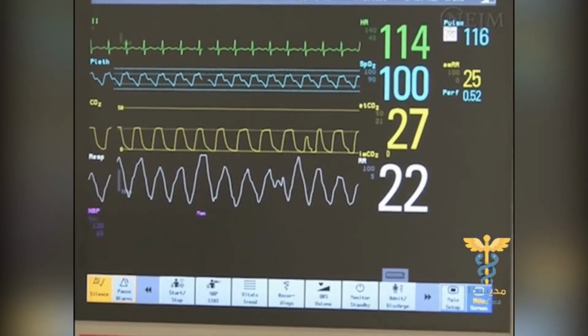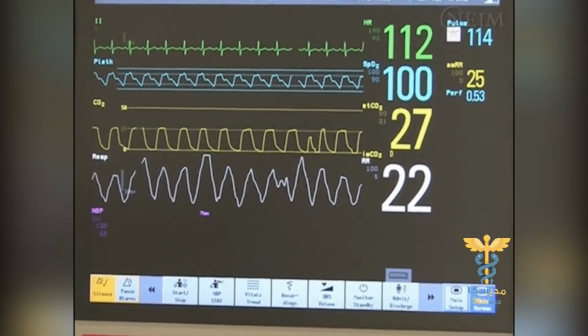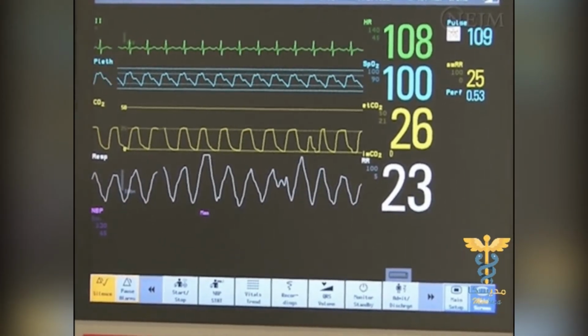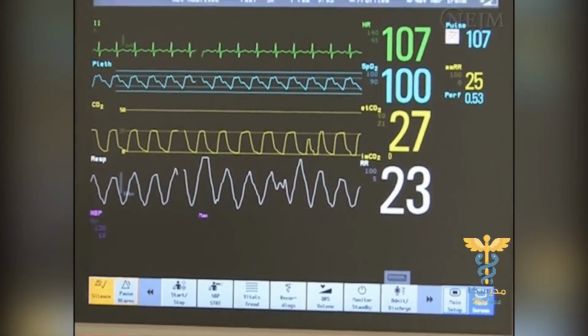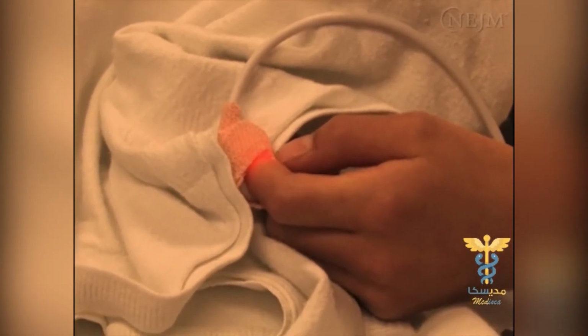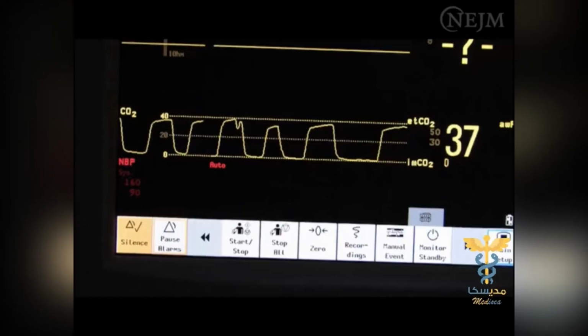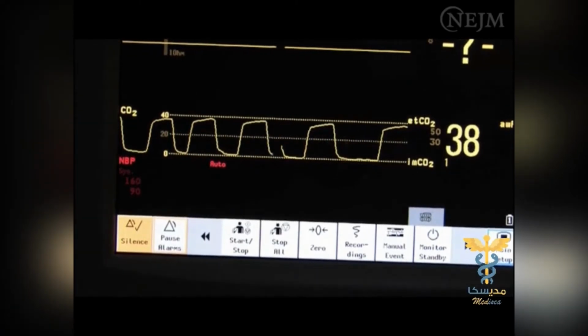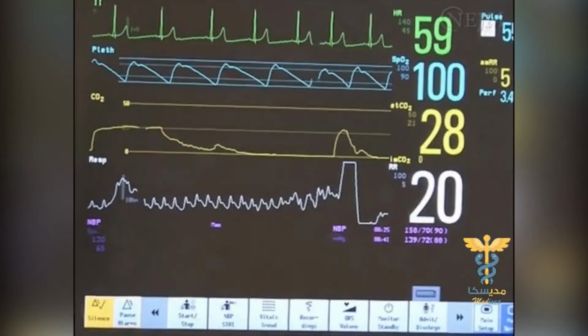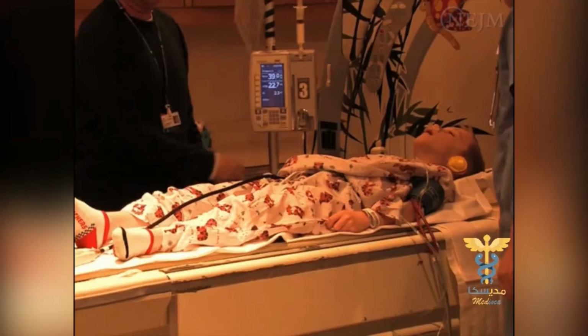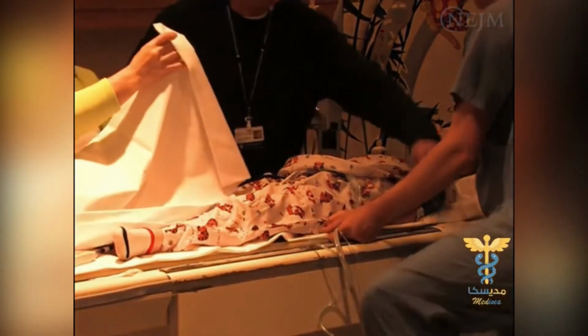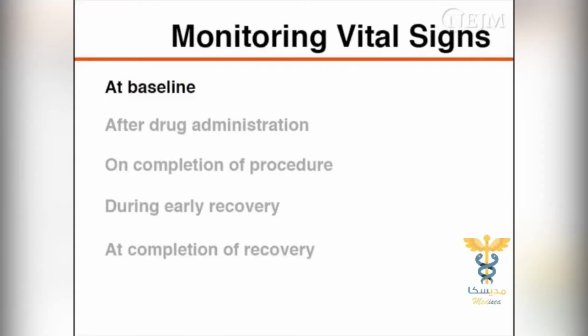The monitoring of vital signs, including pulse oximetry, electrocardiography, and blood pressure measurement, is an essential part of procedural sedation and enhances safety. Continuous pulse oximetry is mandatory for the detection of hypoxemia. Capnography is recommended, especially during deep sedation, because it provides the earliest possible advance warning of respiratory depression, apnea, and airway obstruction. Vital signs should be measured as indicated on an individual basis, including at baseline, after drug administration, on completion of the procedure, during early recovery, and at completion of recovery prior to discharge.